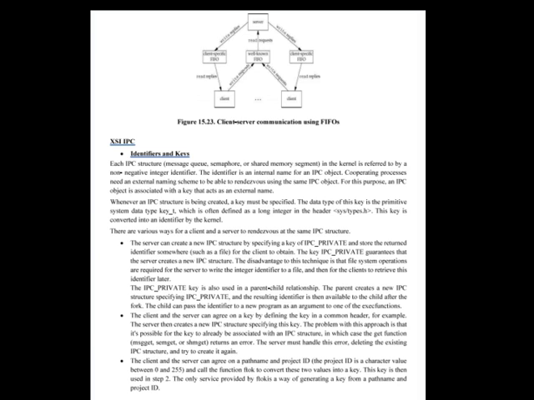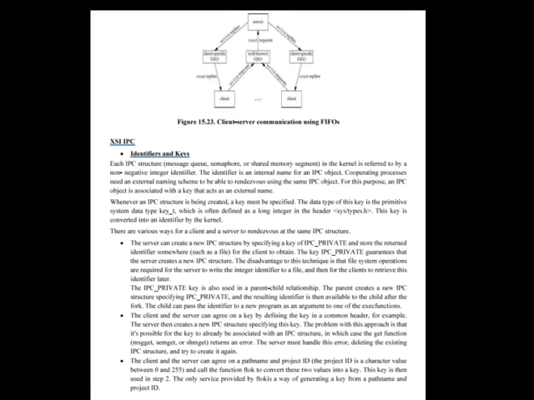Whenever an IPC structure is being created, a key must be specified. The data type of this key is the primitive system data type key_t, which is often defined as a long integer in the header sys/types.h. This key is converted into an identifier by the kernel. There are various ways for a client and the server to rendezvous at the same IPC structure.